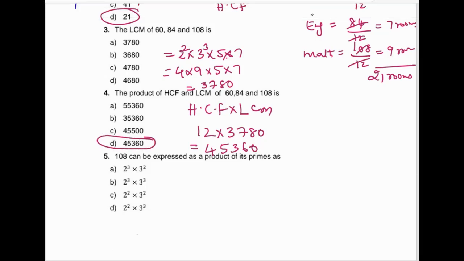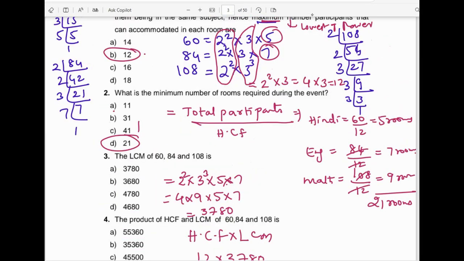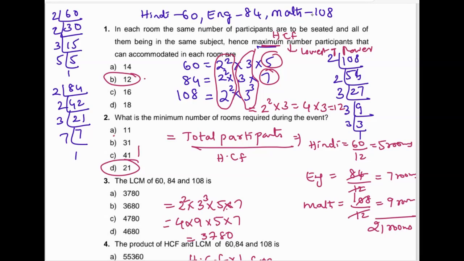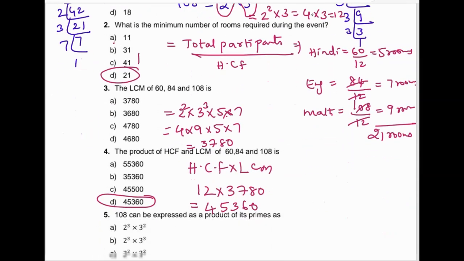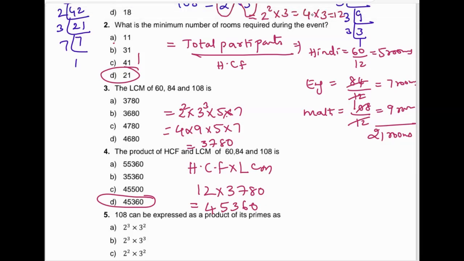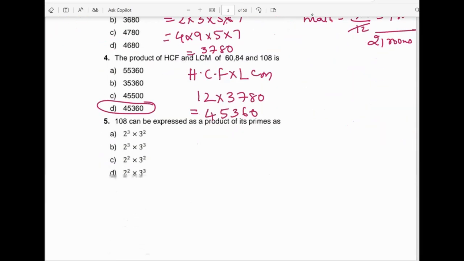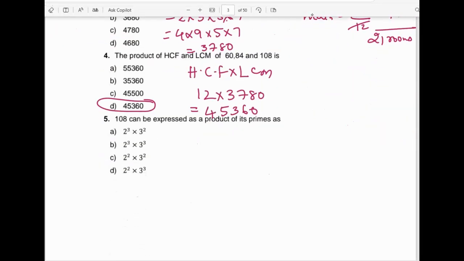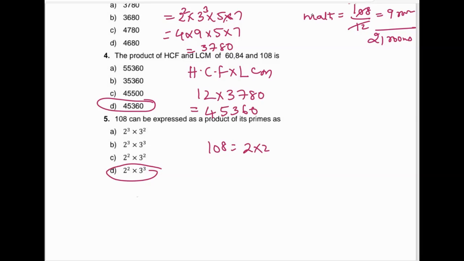Okay. Then 108 can be expressed in prime factors as 2 square into 3 cube. That will be the last option, D, 2 square into 3 cube. So 108 can be written as 2 into 2 into 3 into 3 into 3. That is 2 square into 3 cube, and that is the answer.